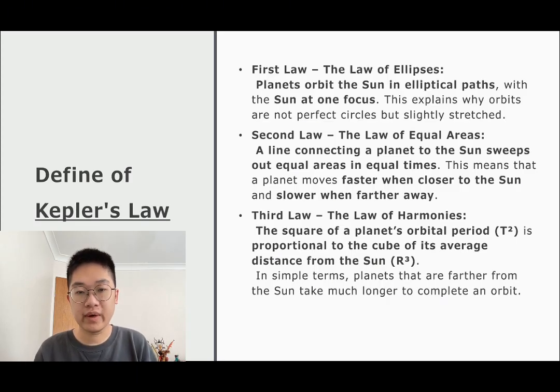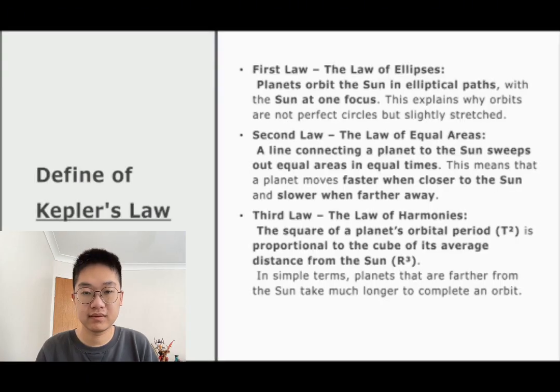The third law is the law of harmonics. The square of a planet's orbital period is proportional to the cube of its average distance from the Sun. In simple terms, the further a planet is from the Sun, the much longer it takes to complete an orbit.